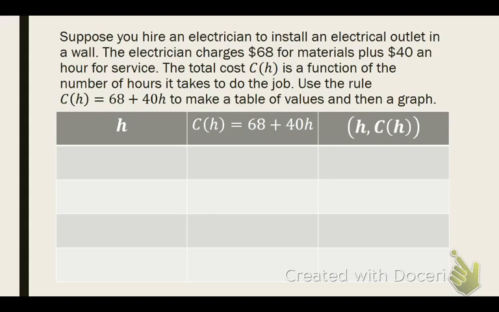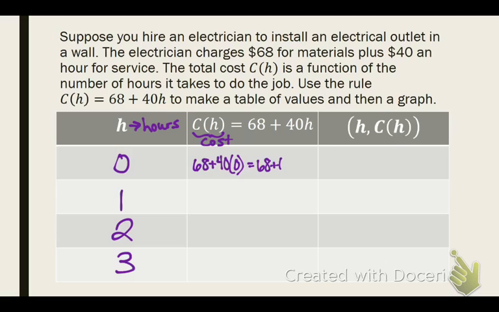We're looking at this table. We're going to fill it in. You give me some inputs. So we're going to just pick some number of hours, and then we're going to plug it into the cost function. Multiplying 40 times 0 is 0, so 68 plus 0 is 68. Let's pair it up. So if I needed to graph it, which I'm going to have to do later, number of hours is 0, and then the cost is $68.